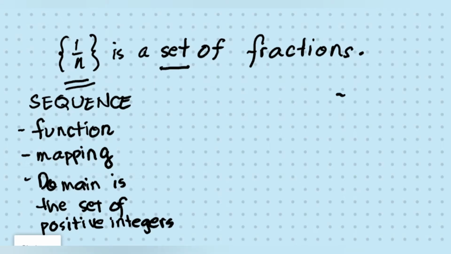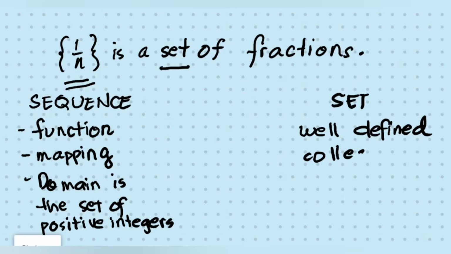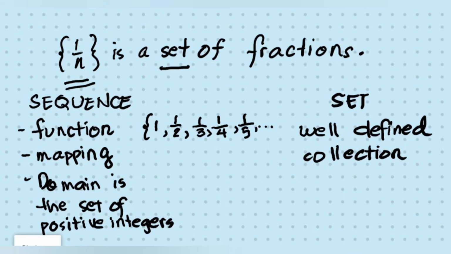Now let's talk about set. Set is a well-defined collection. If we are going to write the fractions 1 over 1, 1/2, 1/3, followed by 1/4, 1/5 next, and then we have ellipses to denote that this is infinite, and then we place them in curly braces, this is an example of a set.